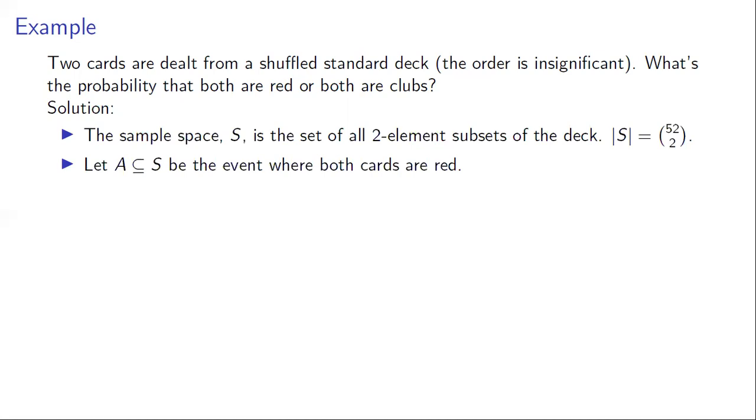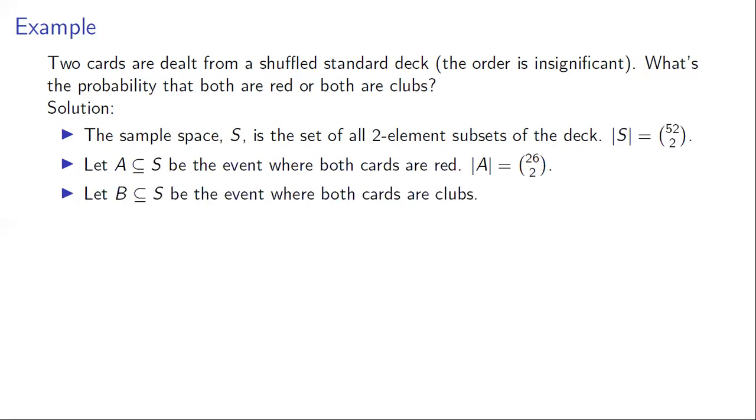Next, let A, which is a subset of S, be the event where both cards are red. What's the cardinality of A? Well, there are 26 red cards, so the cardinality of A is 26 choose 2. And again, A is a subset of S, so we're talking about groups of two cards. That's why it's 26 choose 2. Let B, which is also a subset of S, be the event where both cards are clubs. The cardinality of B is 13 choose 2, because there are 13 clubs, and we're choosing 2 of them.